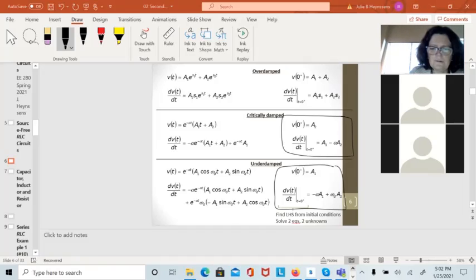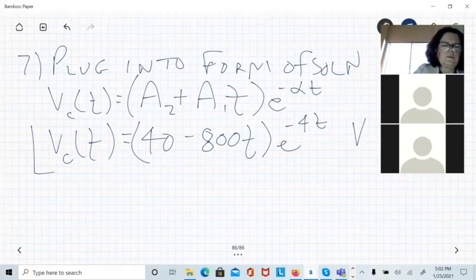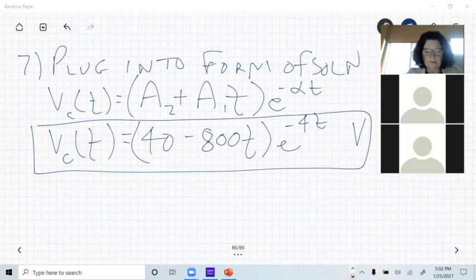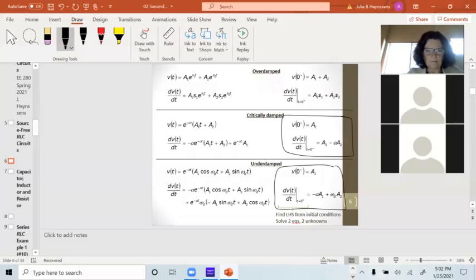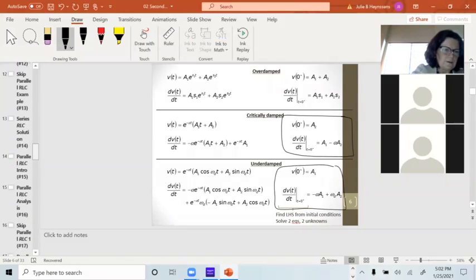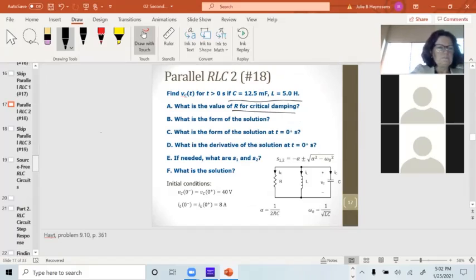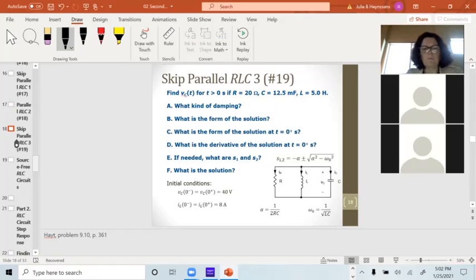Okay, go back to the paper. There we go. So there's a critically damped. We've done an underdamped, an overdamped, and a critically damped all today. That's a lot. You get to do a couple of these on your homework. Oh, at least it has the numbers on there. We did this one. We're going to skip this one. This is another underdamped one. It's just parallel.